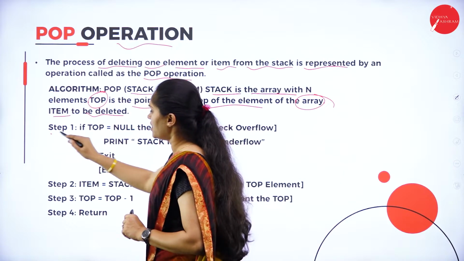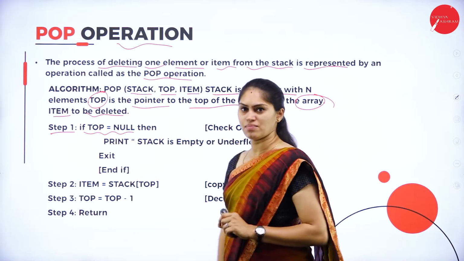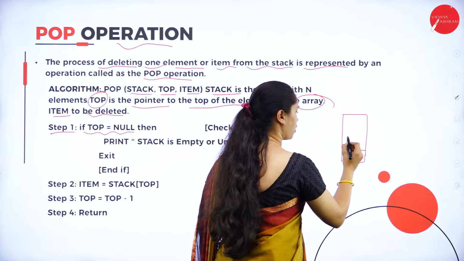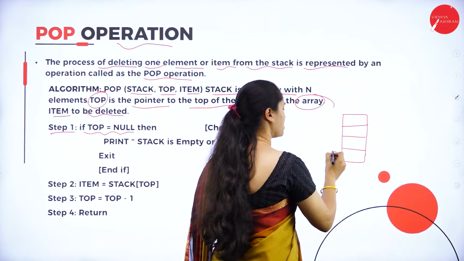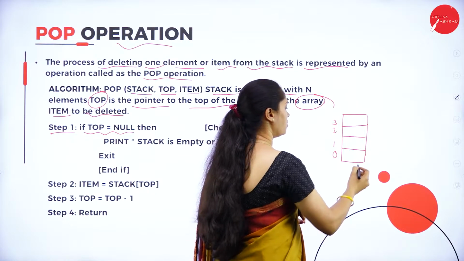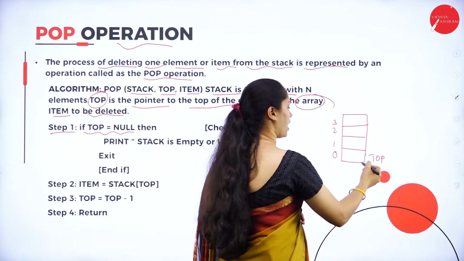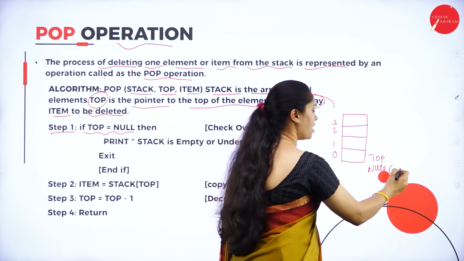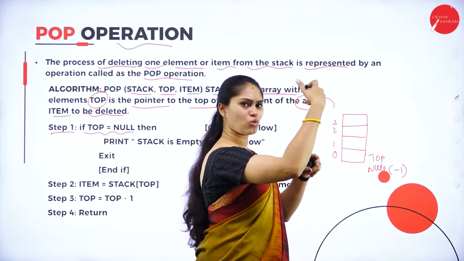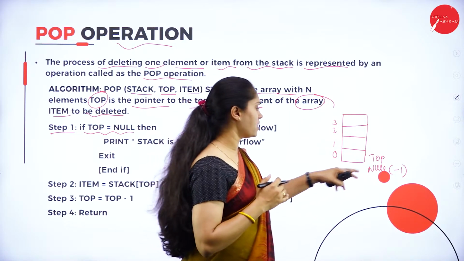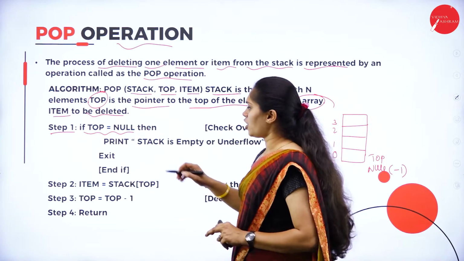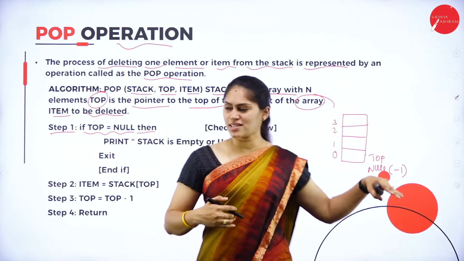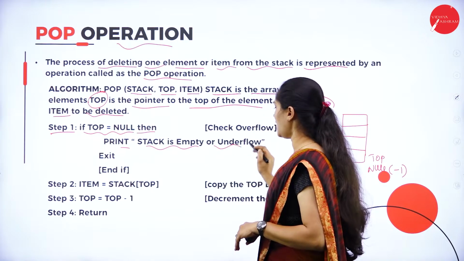So first step is what? If top is equal to null. Just consider again I have an ordered collection of elements 0, 1, 2, 3. Now my top is at this location, and here top equal to null is when it is not in the 0th position but in the -1 position. Above the 0, 1, 2, 3, below the 0 is -1. Right? So null in the sense -1. When top is equal to null, that means both are at the same point, which is beyond the base. So then I can say that the stack is empty, or underflow.